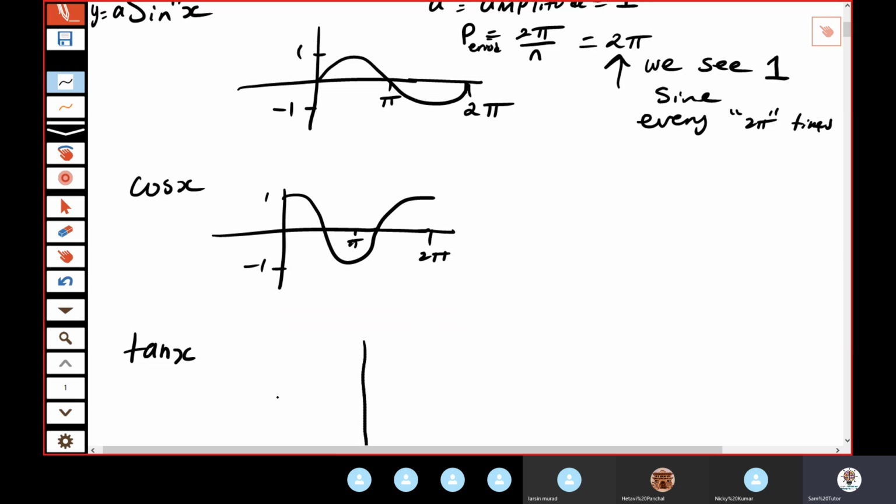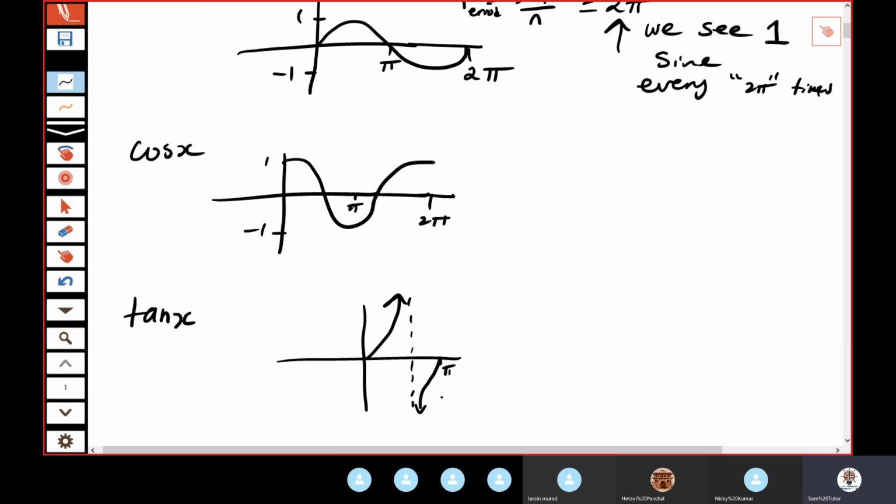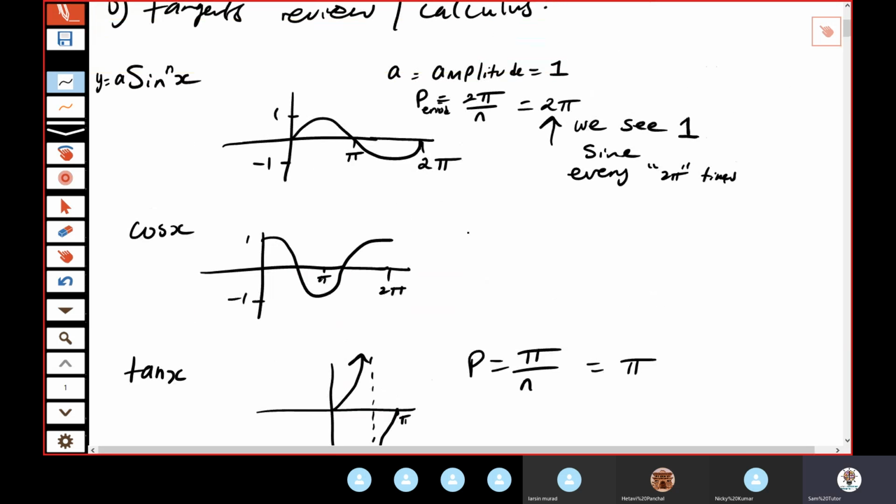And then tan. 1 tan actually looks like this. That's 1 tan. And then you got to continue this pattern wherever you are. Your period for tan is not 2 pi, it's pi on n. So in this case, it's every pi. And tan doesn't have amplitude, right? Tan goes on forever, up there. So your y values go on. Okay, any questions about this?